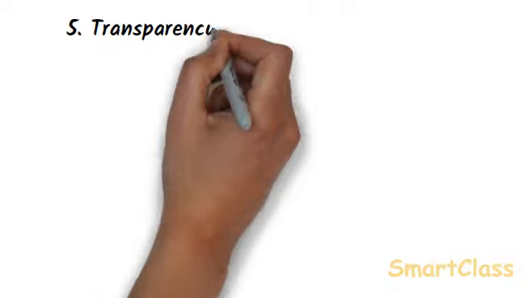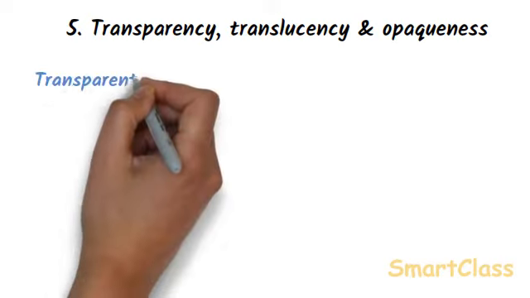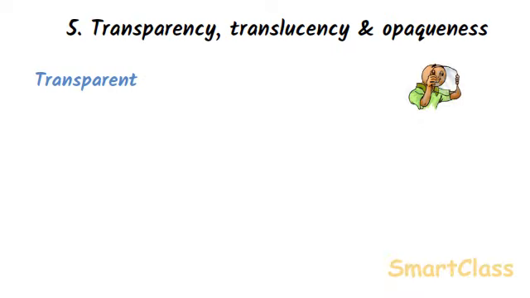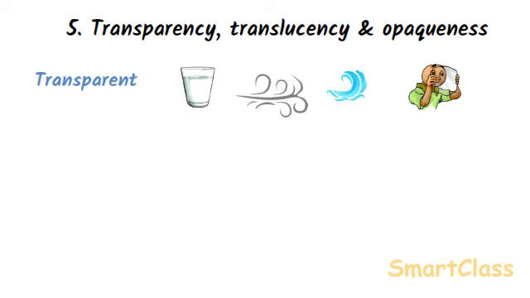Classification of materials on the basis of transparency, translucency, and opaqueness. All the materials can be classified into three groups based on their transparency, translucency, and opaqueness. Transparent materials. The property of materials due to which we can see through them clearly is called transparency. For example, transparent materials are glass, air, water, etc.